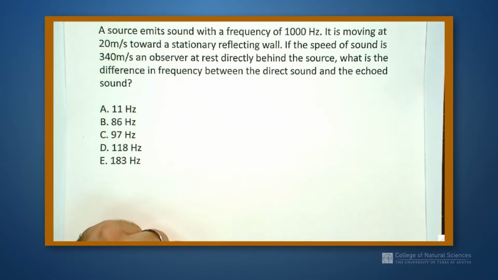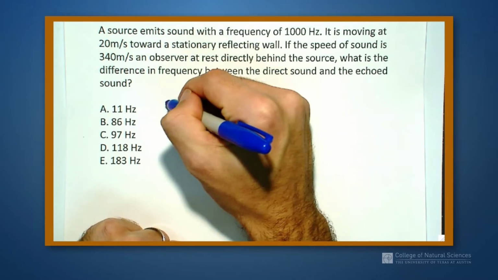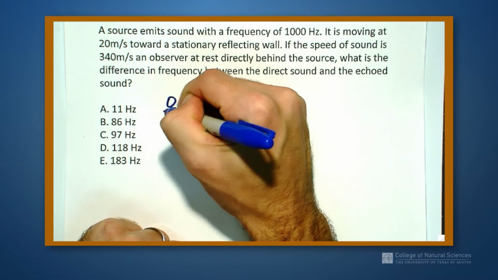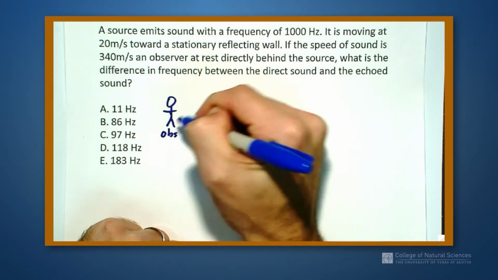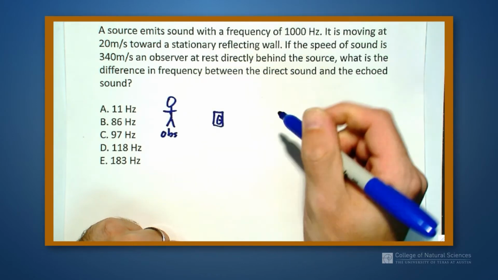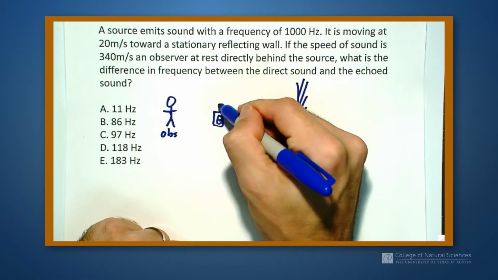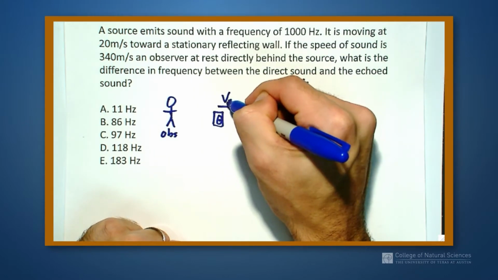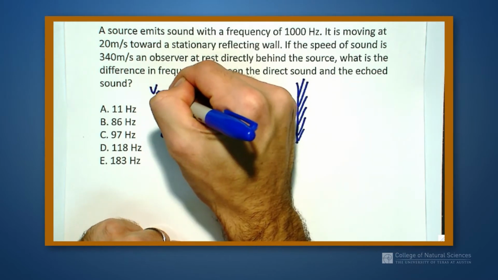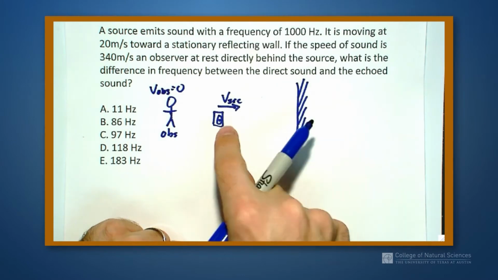Okay, so because we're looking for a difference of frequency, it's actually going to involve us doing this twice over. Let's draw a picture first. I have an observer. This is my observer. And I have my source. My source is a little speaker. I have a reflecting wall over here. So my source is moving at 20 meters per second towards a stationary wall.